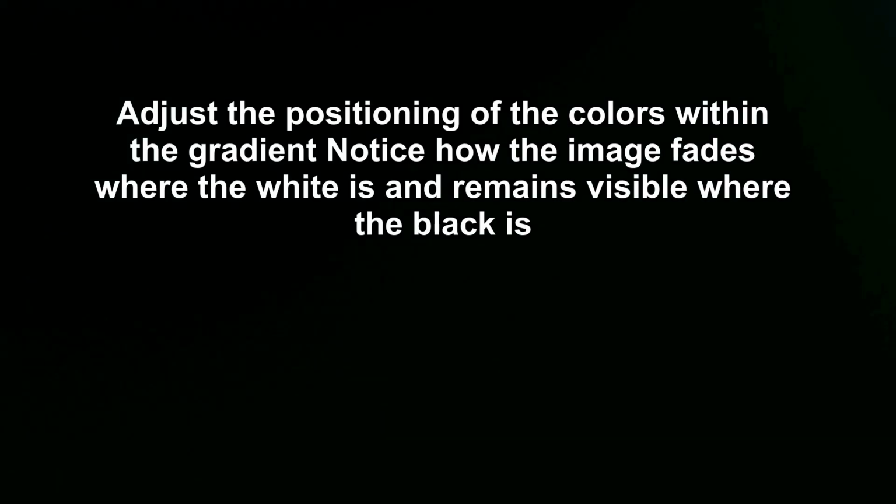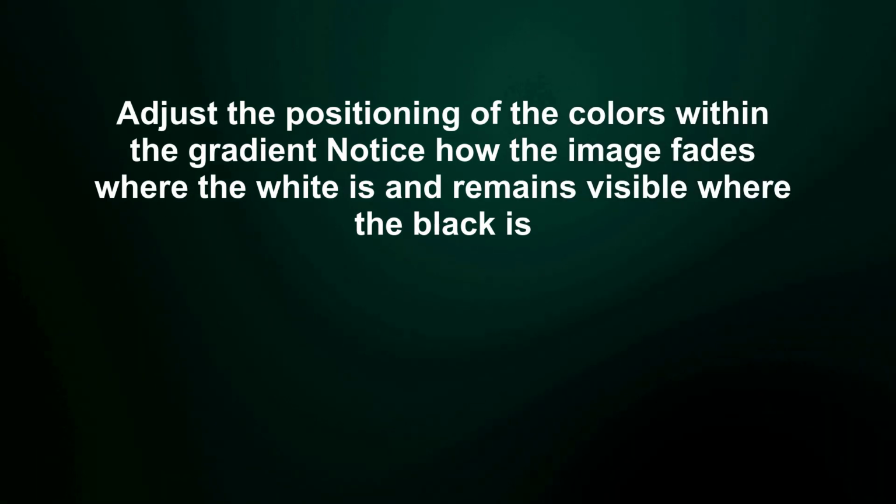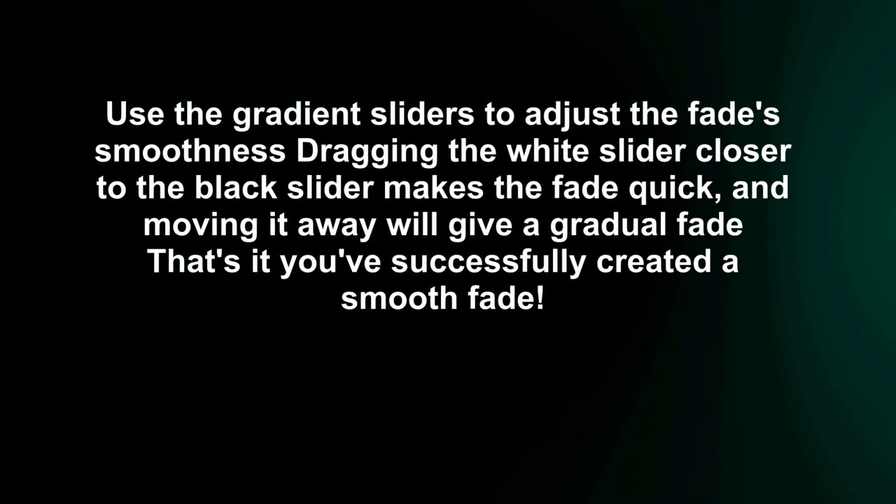shape's fill. In the Gradient panel, select the black and white gradient. Adjust the positioning of the colors within the gradient. Notice how the image fades where the white is and remains visible where the black is. Use the gradient sliders to adjust the fade smoothness.